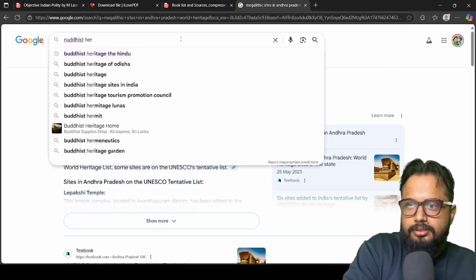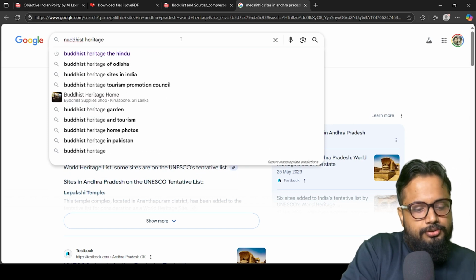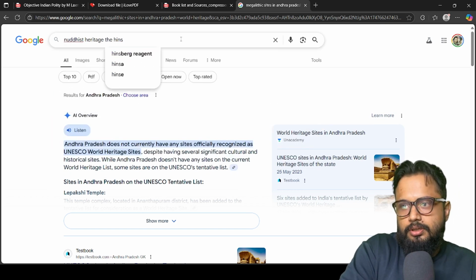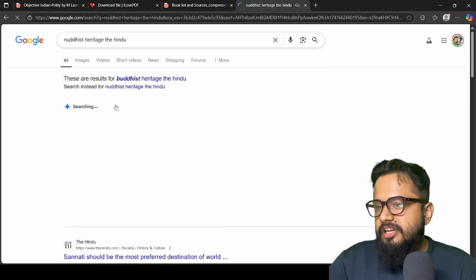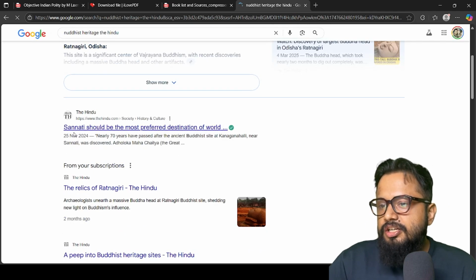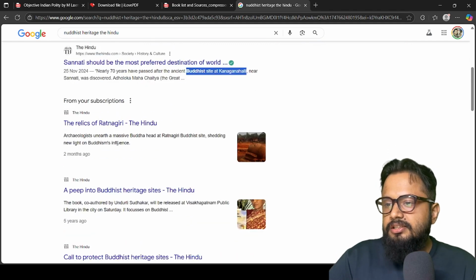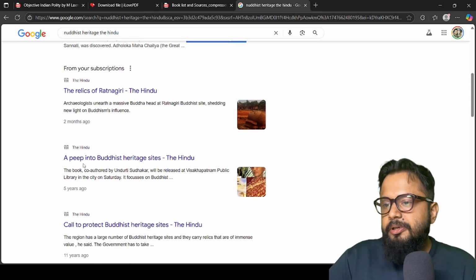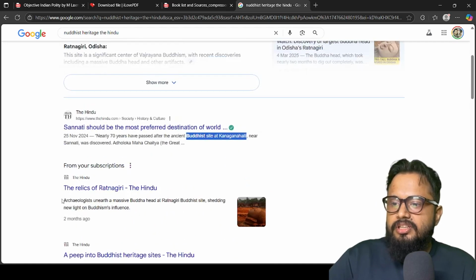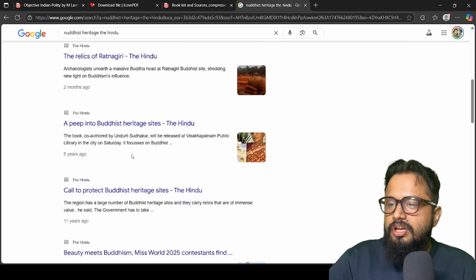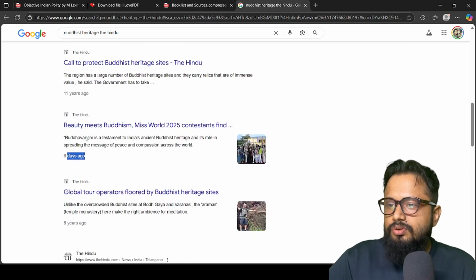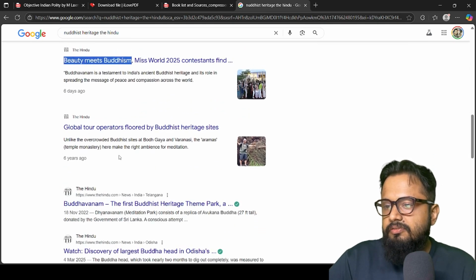Buddhist heritage, in The Hindu, you will find many articles in the recent past, 25 November 2024. So there is something about Sannati. Okay, Buddhist site at Kanganhalli. The relics of Ratnagiri. A peep into Buddhist heritage sites. Okay, this is 2 months ago. This is 2024. You will find more articles here. 6 days ago, some Buddhism related article has been given.